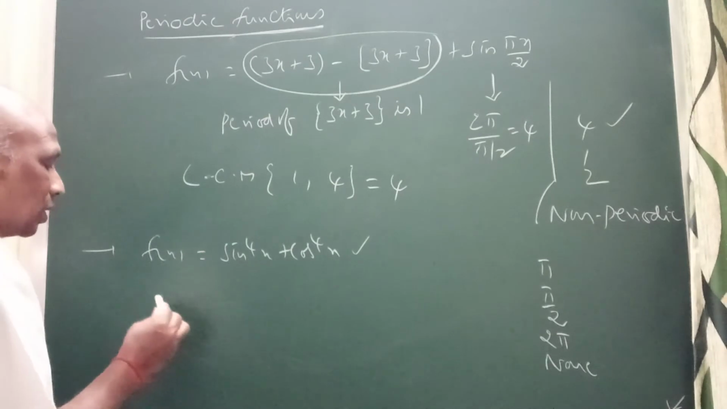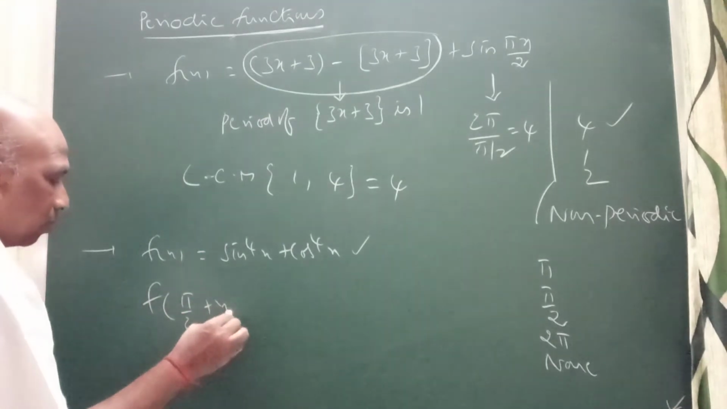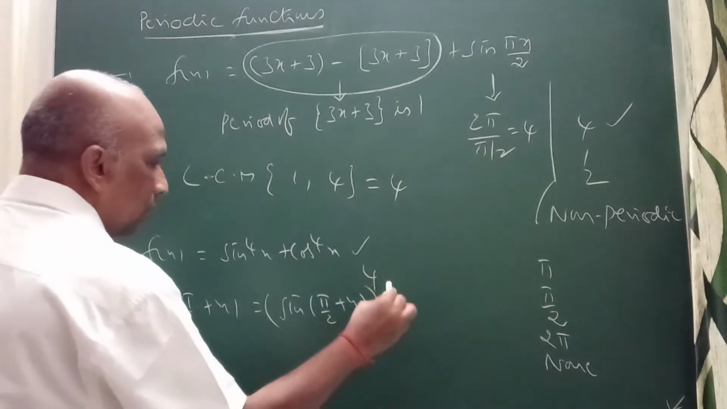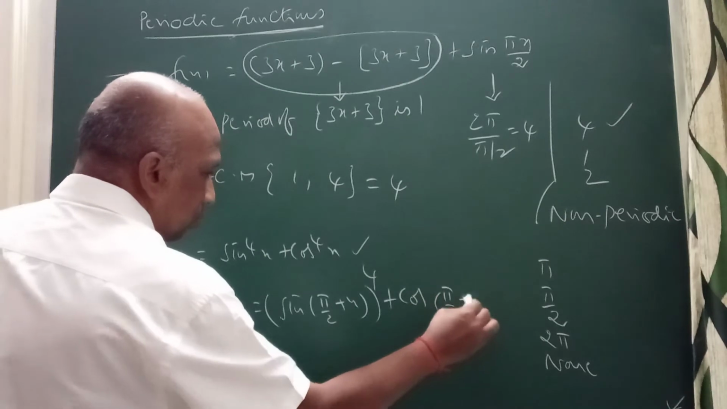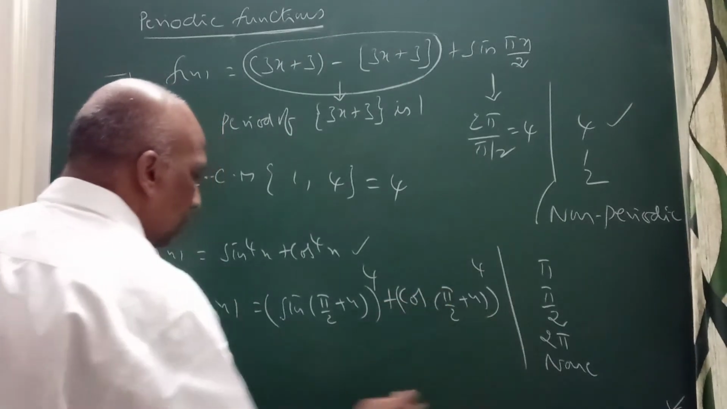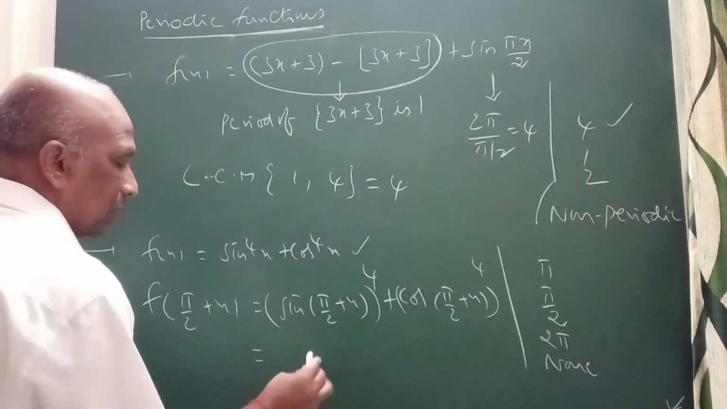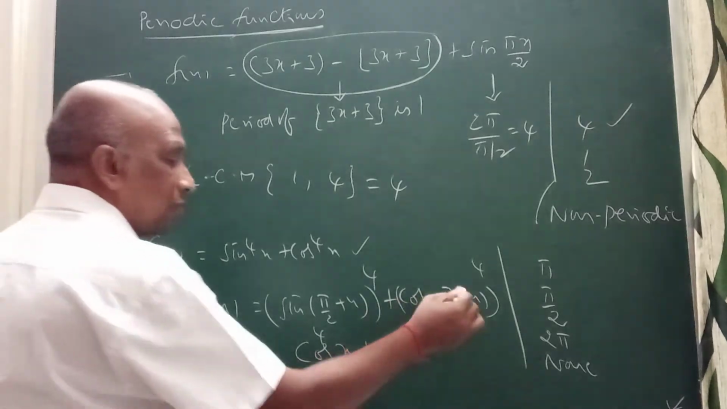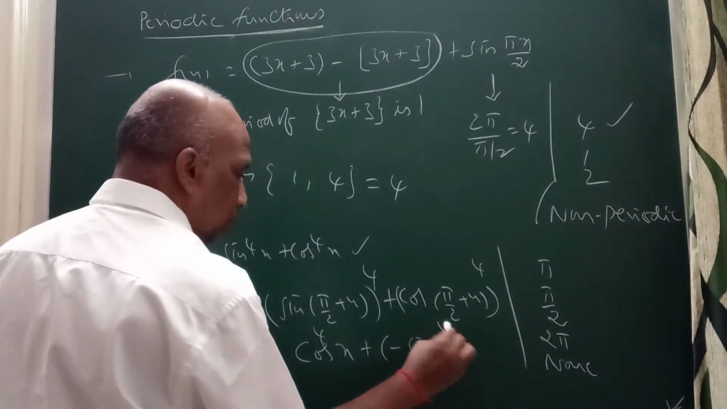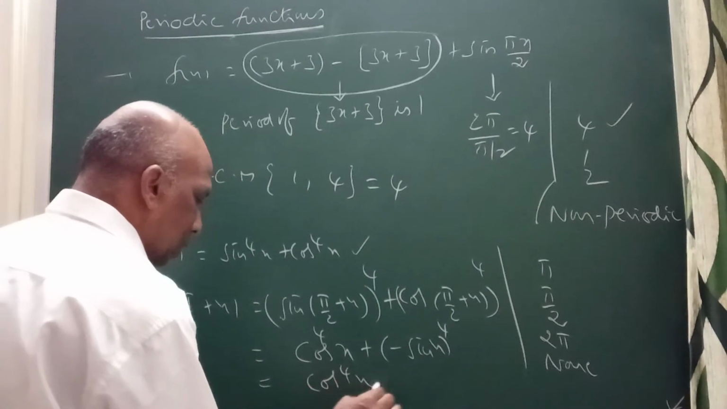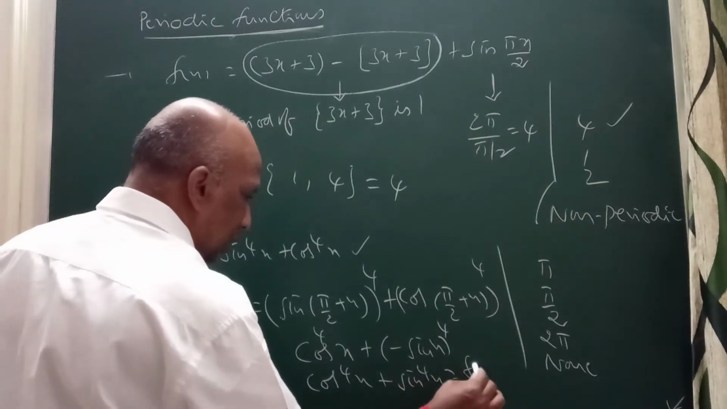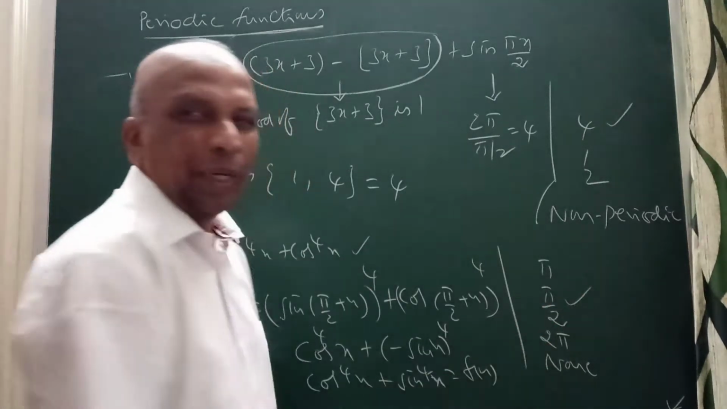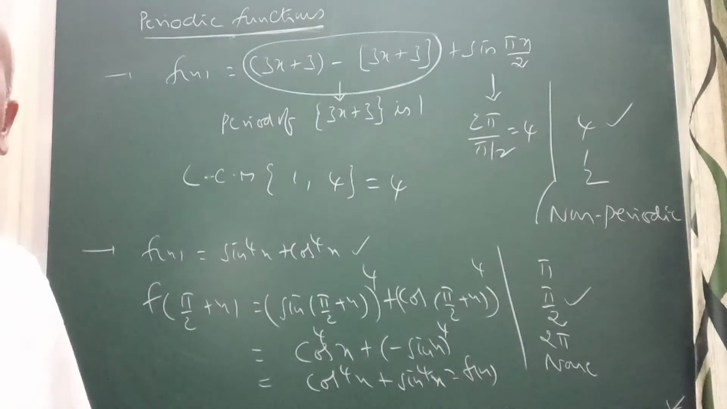Since they are complementary functions, consider f of pi by 2 plus x. So sin of pi by 2 plus x whole power 4 plus cos of pi by 2 plus x whole power 4. Sin of 90 plus x becomes cos x, so cos power 4x, and cos of 90 plus x is minus sin x whole power 4. So you get cos power 4x plus sin power 4x, which is equal to f of x, correct? So this is a periodic function with period pi by 2. Be careful, the period is pi by 2 here.